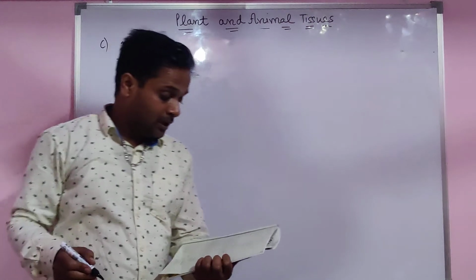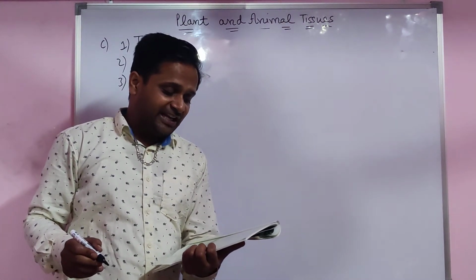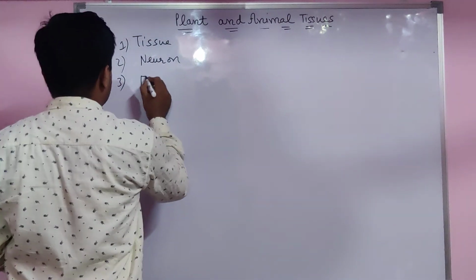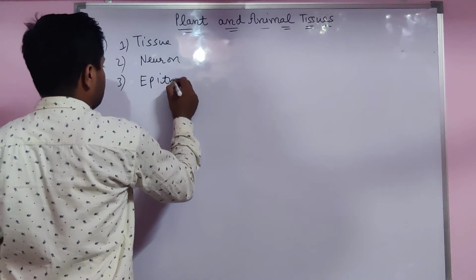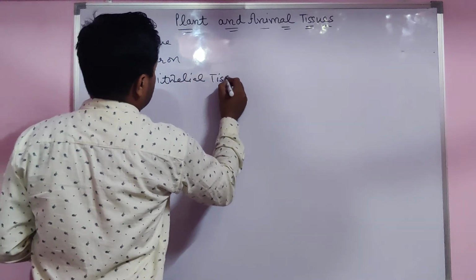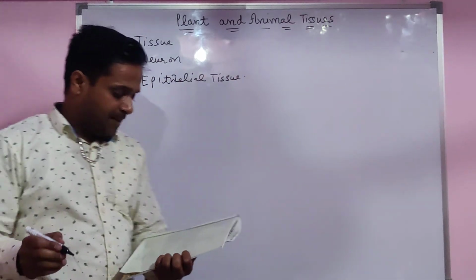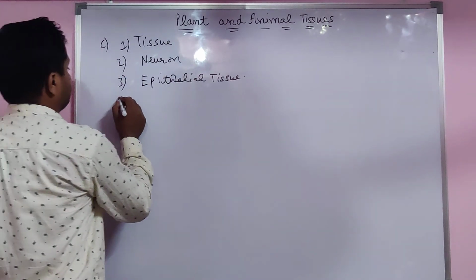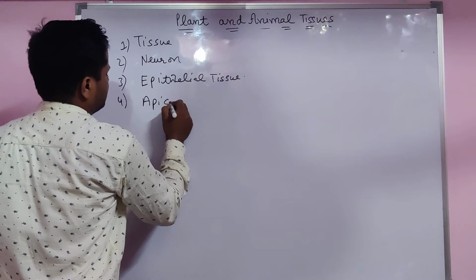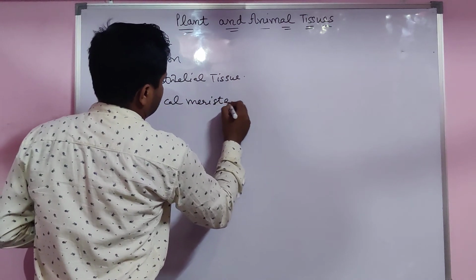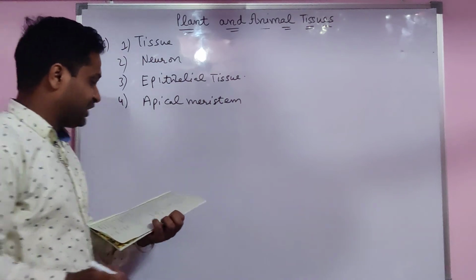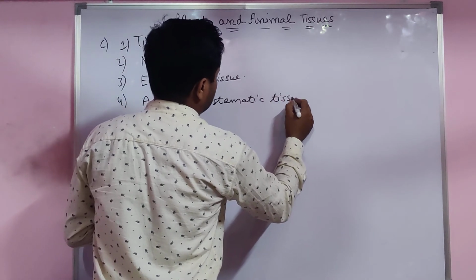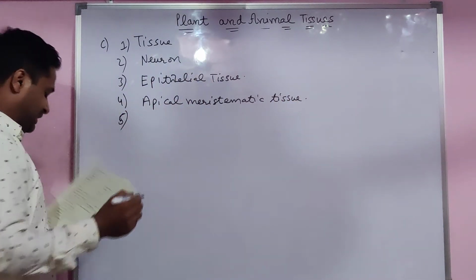Third one, muscles that do not get fatigued easily. Protective tissue of the animals: epithelial tissue. Tissue present at the tip of the shoot: apical meristem, apical meristematic tissue only.